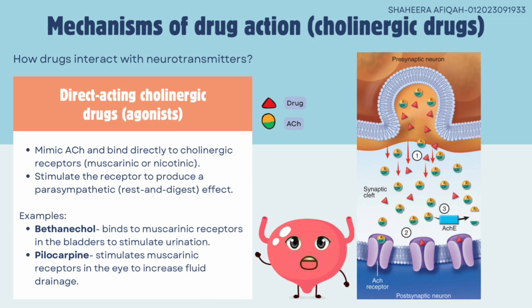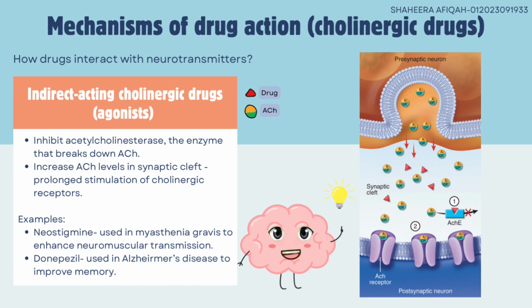As we can see in the diagram beside it, the drug binds directly to the cholinergic receptors. For example, bethanechol binds to muscarinic receptors in the bladder to stimulate urination. Other than that, pilocarpine stimulates the muscarinic receptors in the eye to increase the fluid drainage.